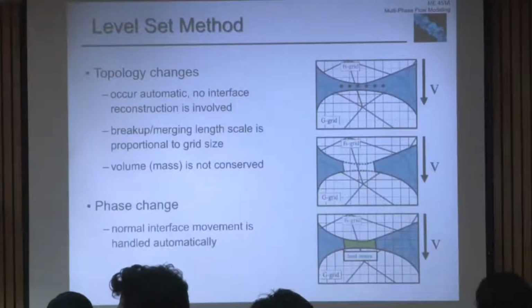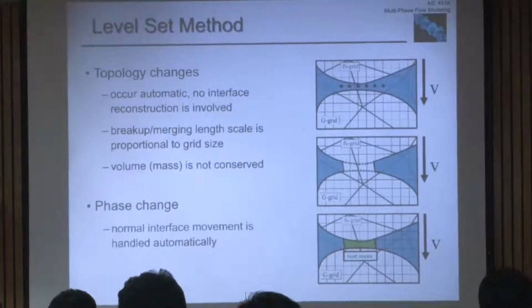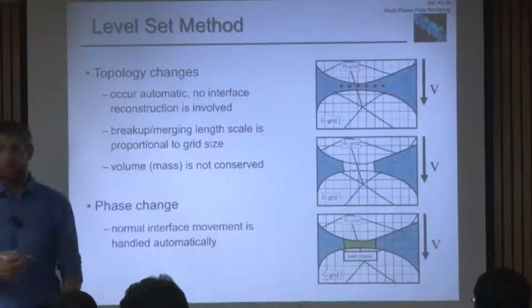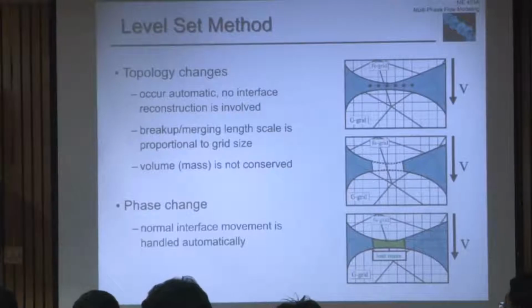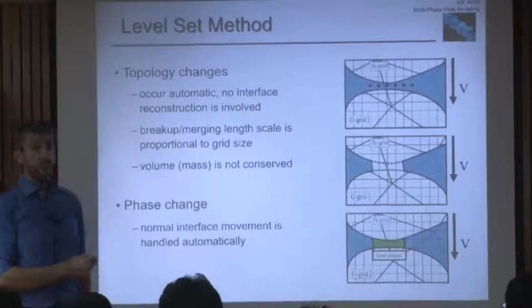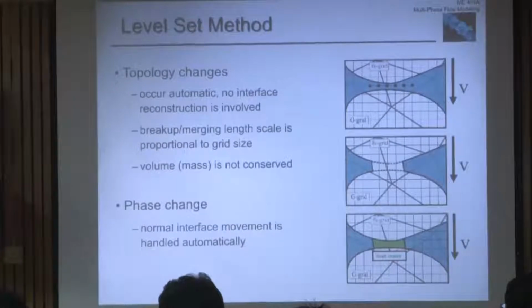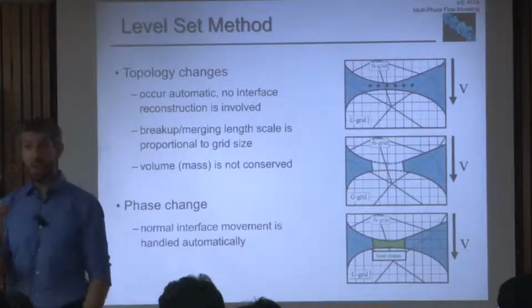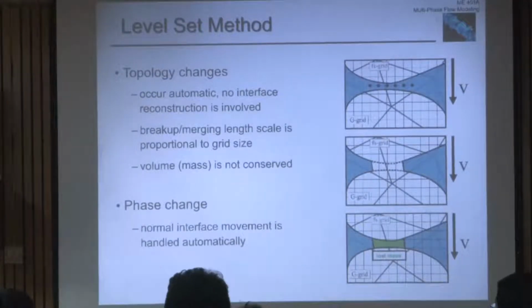Let me skip this and go directly to the overview of the process. One comment, so phase change is probably the easiest to handle with level set method, because now normal motion of the interface is just one more term in your transport equation. There's no difficulty here. Topology changes are done automatically in the same way as for the VOF, because of the inherent grid-based support for the function.